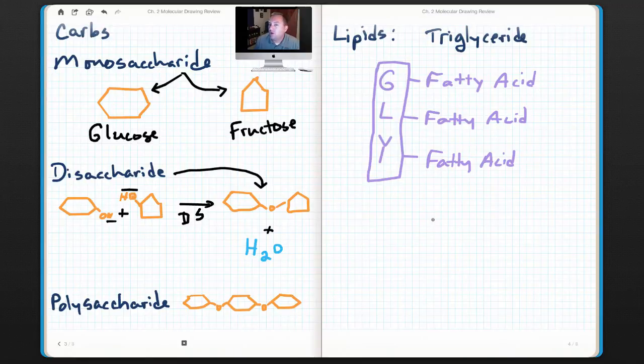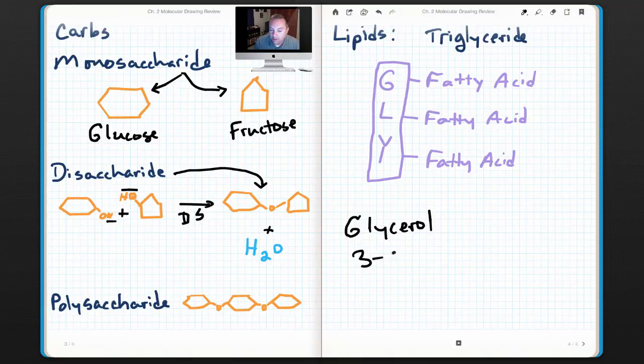All right, lipids are the only one of the biomolecules that do not have a true monomer. However, fats and oils do come in this triglyceride formula. The glyceride part refers to glycerol. Glycerol is a 3-carbon alcohol, and it's going to have OH groups over here.